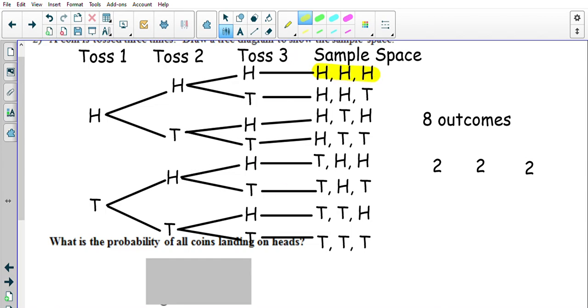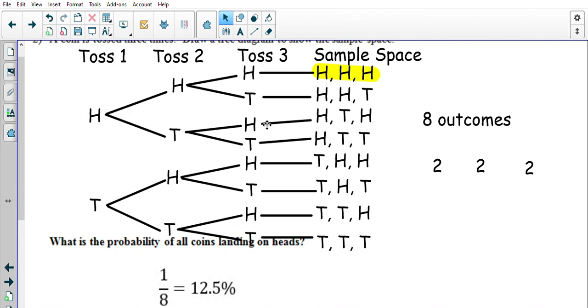So 1 out of the 8 possible outcomes, which is a probability of 1/8, that is 12.5%. I still have people asking, how do I determine what the percentage is? Take your top number divided by your bottom number. So 1 divided by 8 gets you 0.125, which is 12.5%.